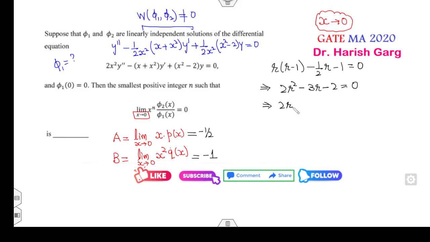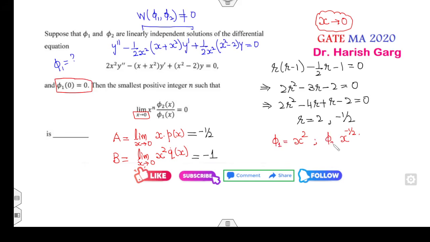Can you find the roots? 2r square minus 4r plus r minus 2 equals 0. r will be 2 and r will be minus half. So you have the two solutions. One is x square and the second is x raised to power minus half. Is it okay? But you can see phi of 1 is 0, but this can never be 0. That number is my phi 1.